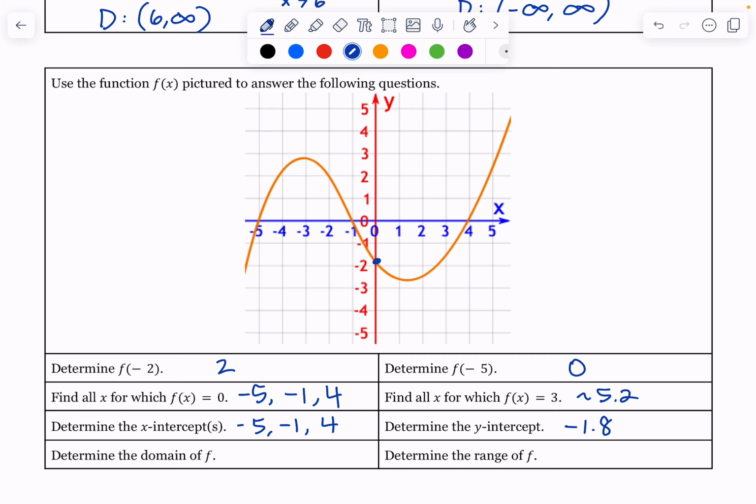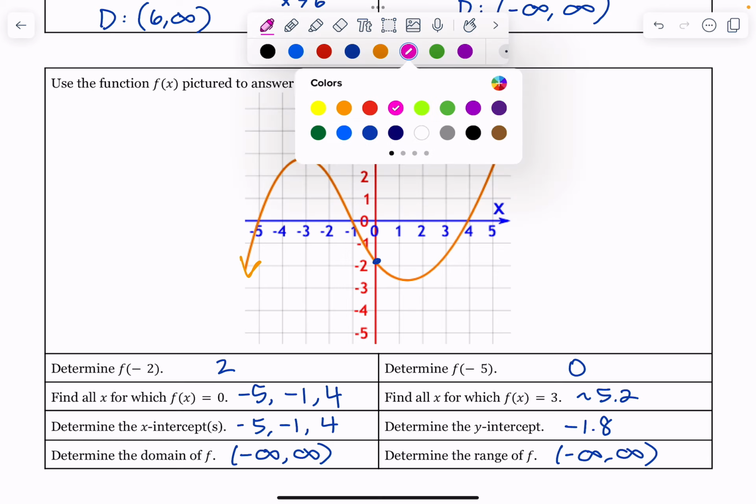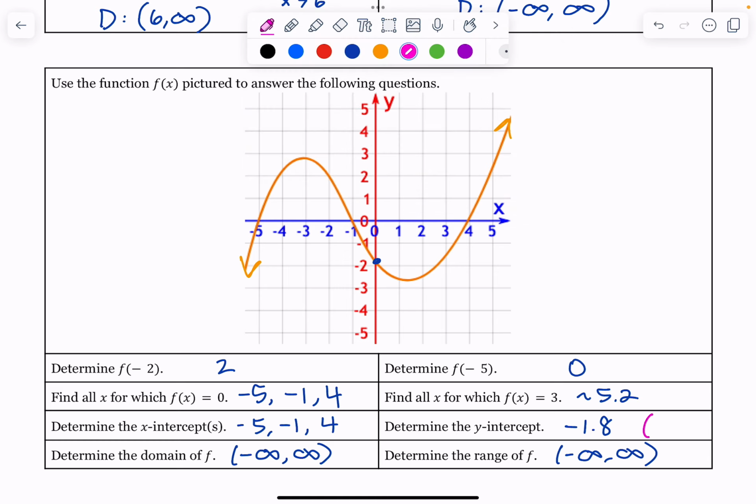The domain, we're going to assume that these are arrows going off the page, so we'll just assume our domain is all real numbers. It goes left and right forever, and then same with the range, up and down forever. If you wanted to write this y-intercept as a point, you could write (0, -1.8), and then same with these, they could also be written as points. I just didn't give myself the space.